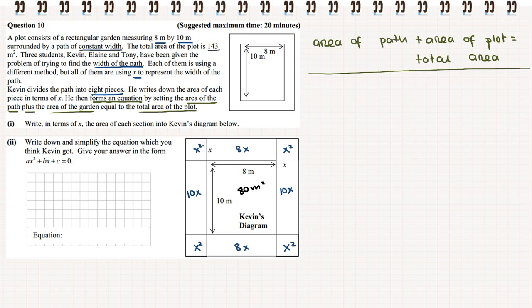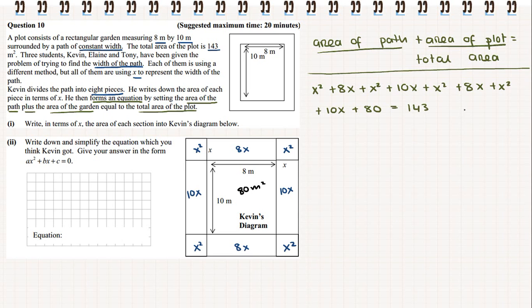So let's start off at the top left hand corner. We have x squared, moving to the right, 8x plus x squared plus 10x plus x squared plus 8x plus x squared plus 10x. So we'll count them to make sure we've got them all. 1, 2, 3, 4, 5, 6, 7, 8. So that's the sections around the outside. And then we also have the section in the middle. So that's 80 meters. So that's the area of the path plus the area of the plot. We're told this is equal to 143 meters squared.